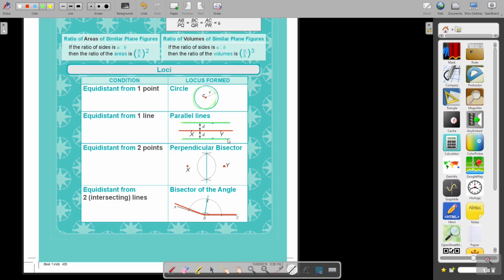Equidistant from 2 points, then it's the perpendicular bisector. You take your compass and make more than half, an arc, put it on that side, make an arc, and where they intersect, you draw your line. And equidistant from 2 lines, it's bisecting the angle. So put it there, there, and there, and that is going to be your locus.